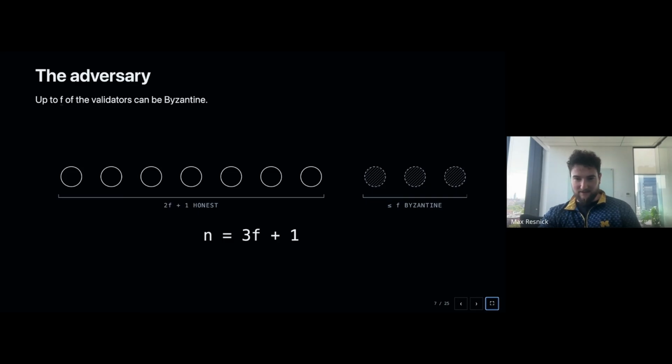And in this case, I have a cluster that has 10 nodes. So at most 3 can be Byzantine. And Byzantine just means they can do whatever they want. They can double sign, they can stop sending messages, they can send more messages than they need to. They can disobey the rules of the protocol arbitrarily. And importantly, they're all controlled by the same adversary.